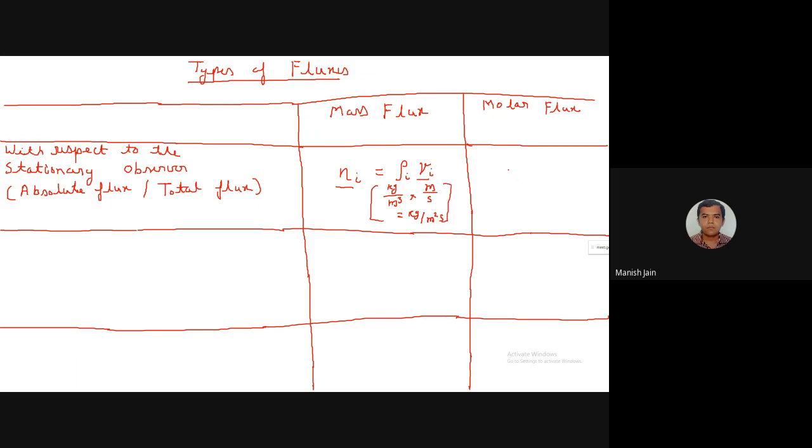Molar flux, absolute: you can calculate the same thing in moles. It is represented by capital Ni. You have to remember the notations, because notations are important in mass transfer. So capital Ni represents the molar flux, the absolute flux. It is represented by Ci multiplied by Vi. The unit of Ci is kilomole per meter cube and the unit of Vi is meter per second, so the total unit will become kilomole per meter square second.